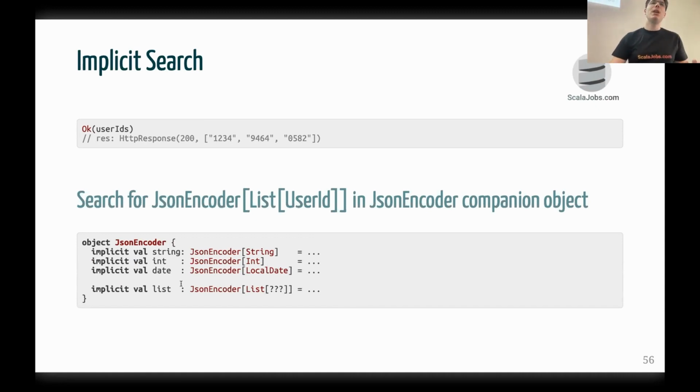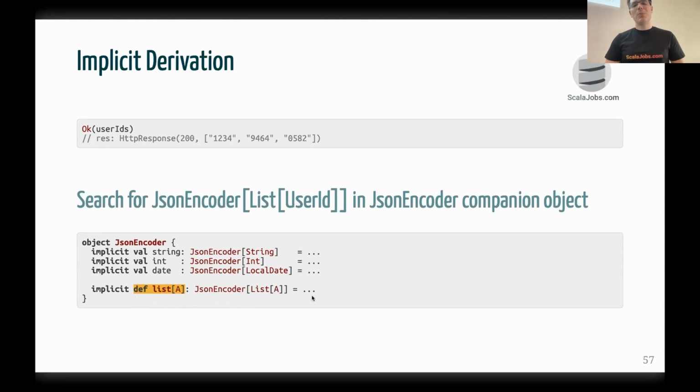But the next issue here that we have is, how do we define a JSON encoder for list? Because a list of what? We don't really want to duplicate it for every single type of list. So here is where we can do something else that's a bit more fancy. It's called type class derivation. It means that instead of making it a val, we make it a def, and we say, let's create a JSON encoder for a list of A.